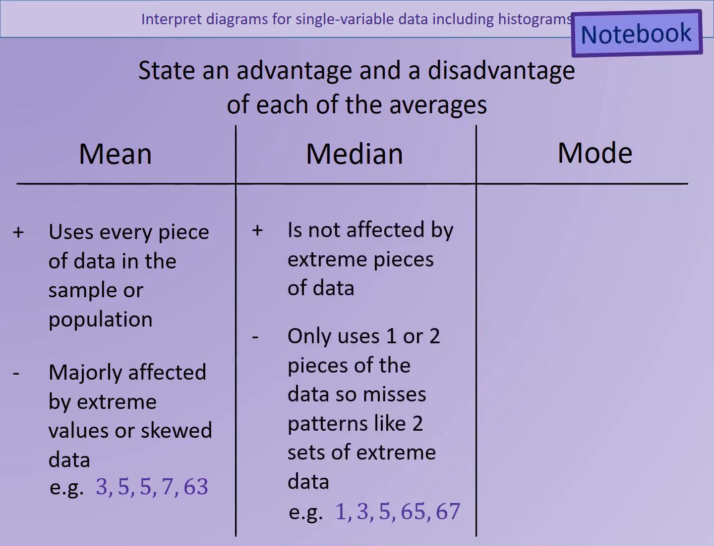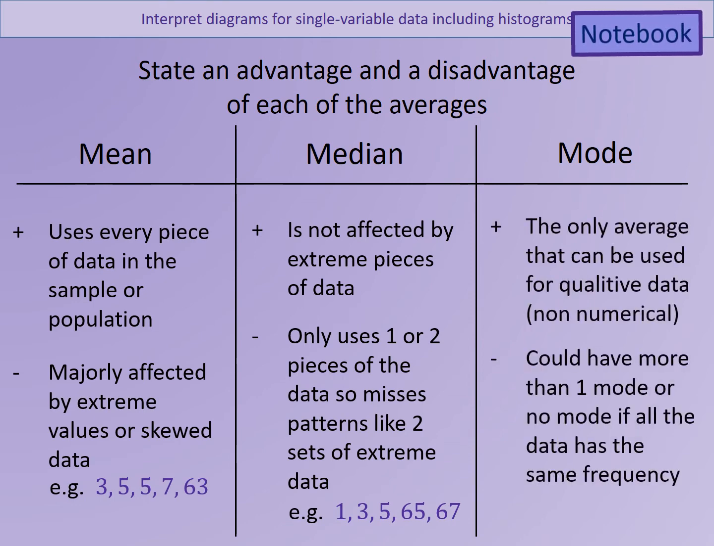Looking at the median, we have an advantage there that it's not affected by extreme pieces of data, so this is like the opposite of what's true for the mean. However, a disadvantage is that it only uses a couple of pieces of data, so it actually doesn't find patterns within the data. If you look at this data here, we have 1, 3, 5, 65 and 67. So we've got two extreme sets of data, and the median then wouldn't be representative of the data.